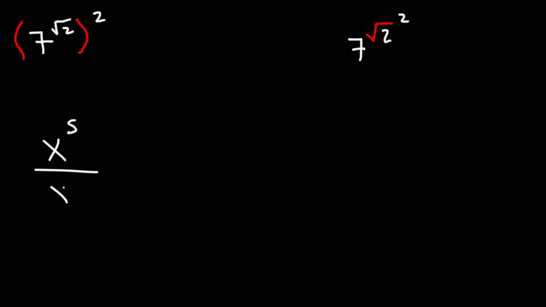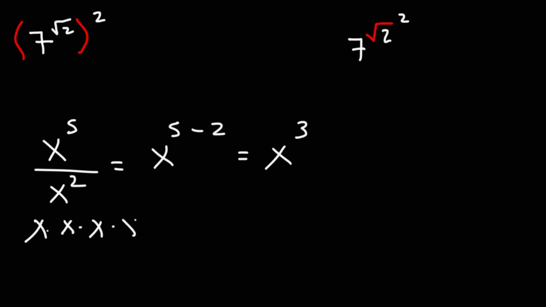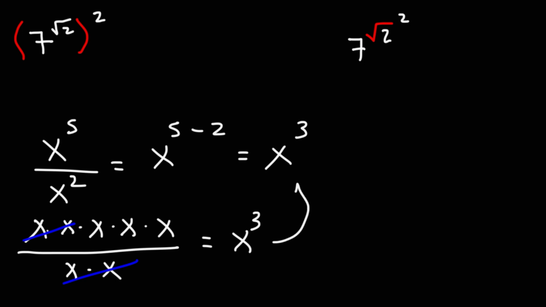Now when you're dividing, if the base is the same, you can subtract the exponents. So this is 5 minus 2, which is 3. And you could see it this way. X to the 5th power means that you're multiplying 5 x variables together. X squared is just x times x. You could cancel 2 of the x variables on the top and the bottom of the fraction, and that leaves you with 3 x variables left over, which is x to the 3rd.